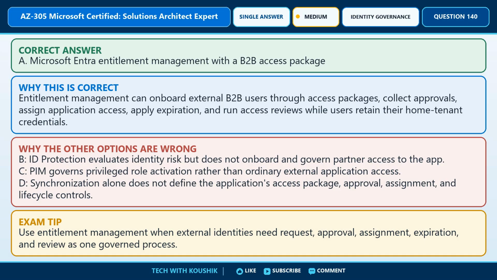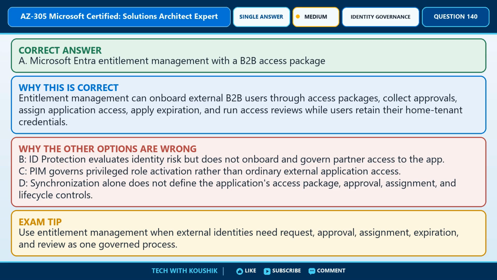Entitlement management can onboard external B2B users through access packages, collect approvals, assign application access, apply expiration, and run access reviews while users retain their home tenant credentials. The incorrect choices fail for the following reasons. B. ID Protection evaluates identity risk, but does not onboard and govern partner access to the app. C. PIM governs privileged role activation rather than ordinary external application access. D. Synchronization alone does not define the application's access package, approval, assignment, and lifecycle controls.